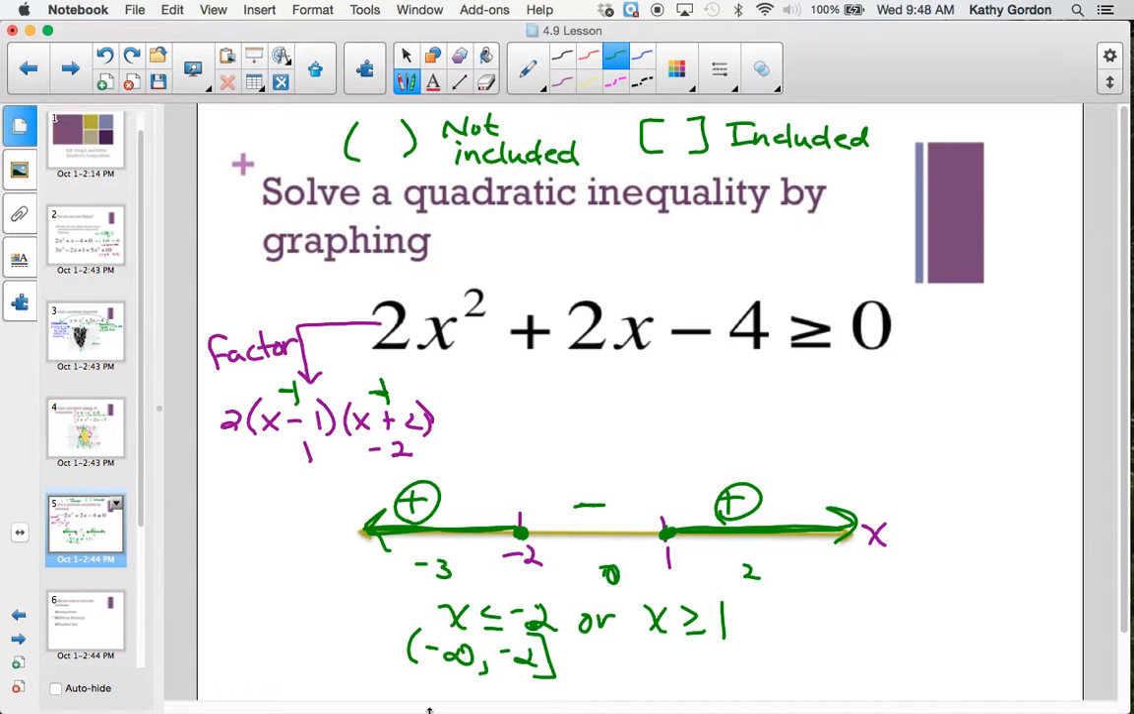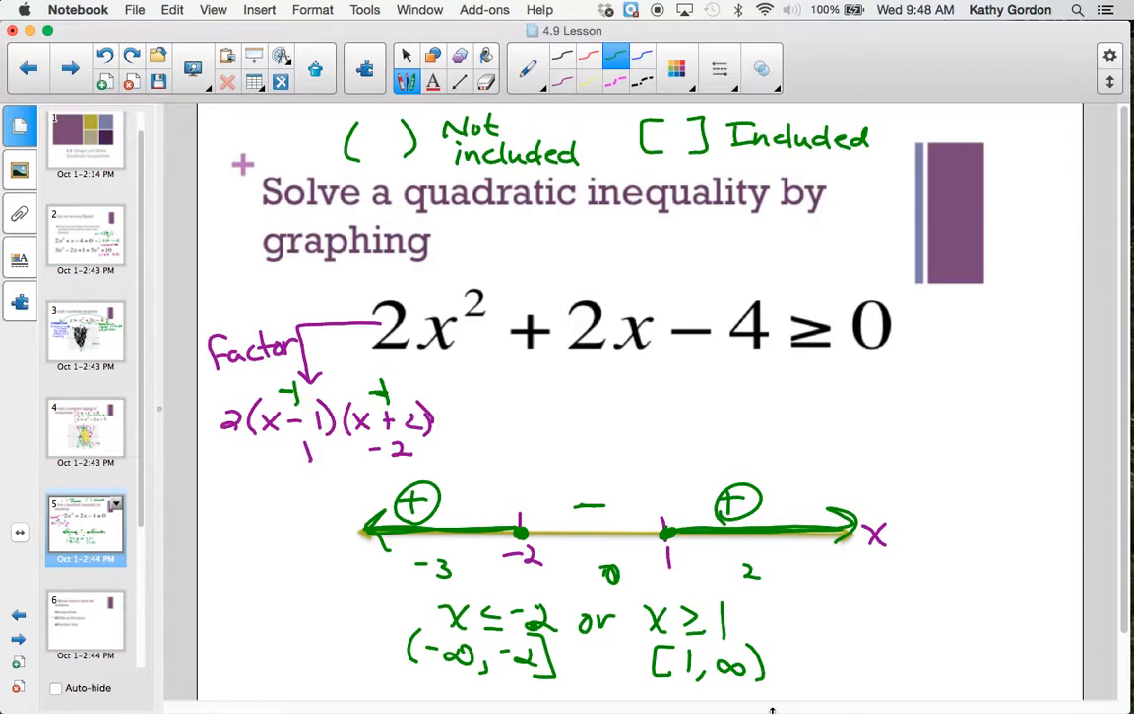How about this piece? How do you suppose we're going to write x is greater than or equal to 1 in interval notation? Bracket 1, to infinity. Yep, and then with parentheses, because there's no end to how far we're going out in the positive direction. So it just goes to infinity.